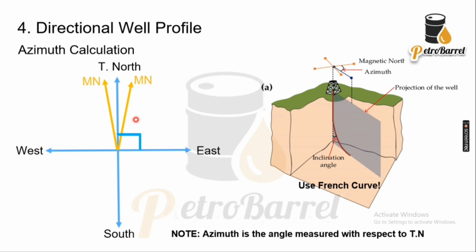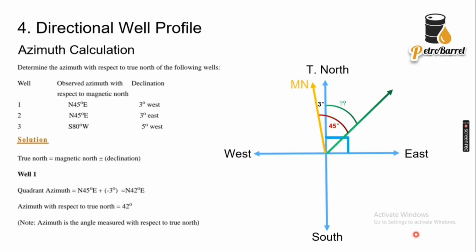So if you see MN, it refers to magnetic north, and TN refers to true north. According to Hussein Rabi'a's book, azimuth is the angle measured with respect to true north, not the magnetic north, to be accurate. But anyway, let's take an example to learn how to correct the azimuth angle.